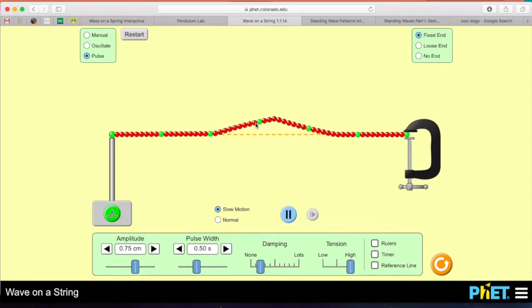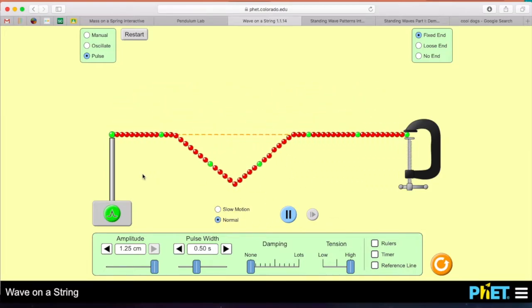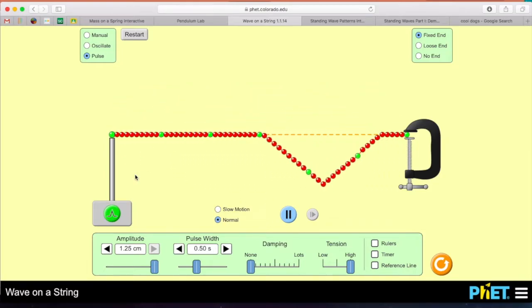So the wave is propagating left to right, it hits the clamp, and now it's coming back at me, right? It's being reflected. Waves can bounce back. Waves can be reflected when they hit a barrier. Just for the purpose of showing this to you, let's add some extra energy. And I'm going to speed this up to normal motion. This is just pure wave reflection.